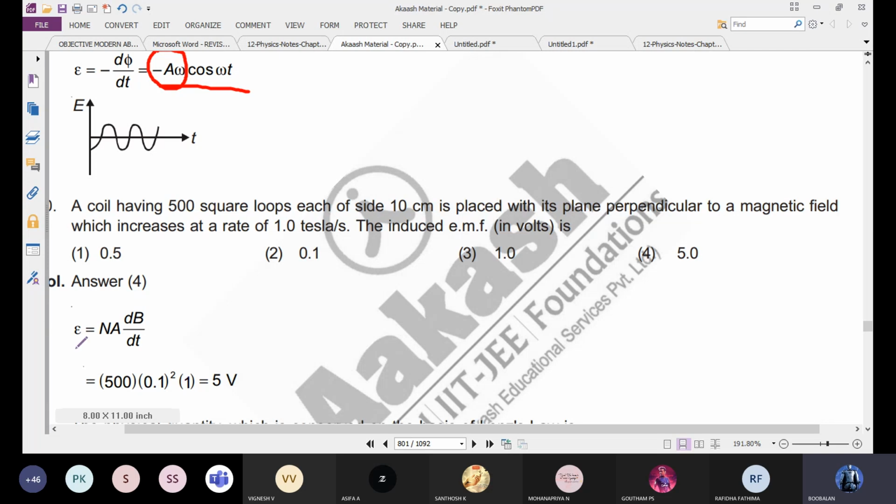Okay. So EMF is equal to N B A. But here it depends upon the rate, so rate means dB by dt, the magnetic field. Here N is the number of turns and A is the area. So N value is 500. The side is in centimeter, so convert into meter, 0.1 squared. The dB by dt value is 1. So finally you will get 5 volt. The induced EMF value is 5 volt.